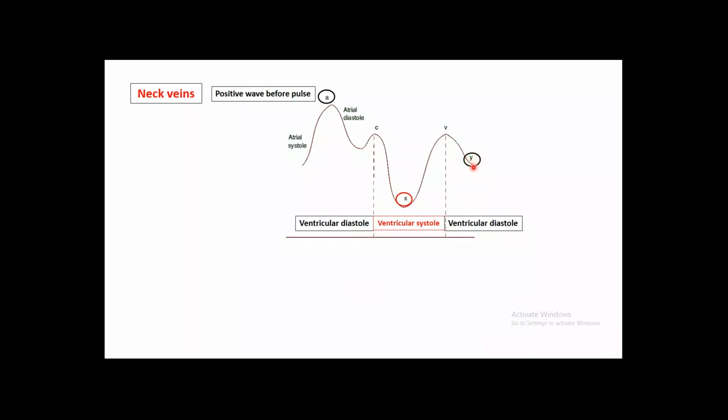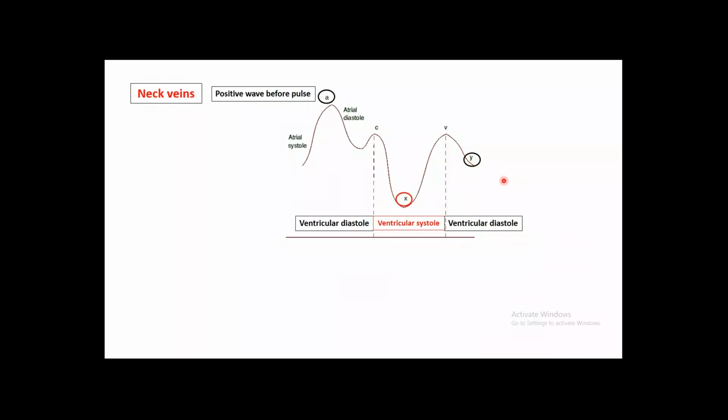So the Y wave occurs during the filling of the right ventricle from the right atrium after the tricuspid valve opens, and this accounts for 70% of filling of the right ventricle. This causes the opening of the tricuspid valve and passive filling or emptying of the right atrium into the right ventricle, causing this negative deflection on the jugular venous waveform called the Y wave.